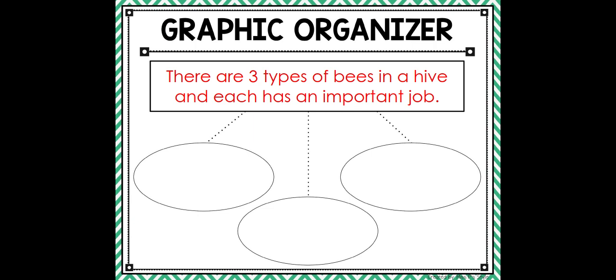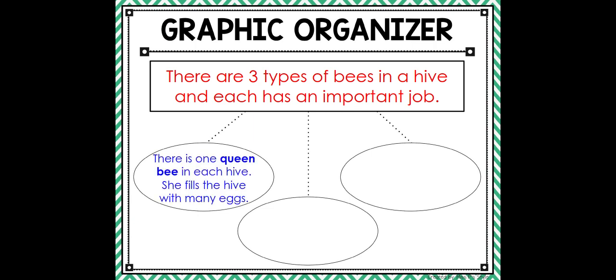So, the main idea of that paragraph is that there are 3 types of bees in a hive, and each has an important job. And if you were paying attention, that information is given to you in the first 2 sentences of the paragraph, like we talked about earlier.